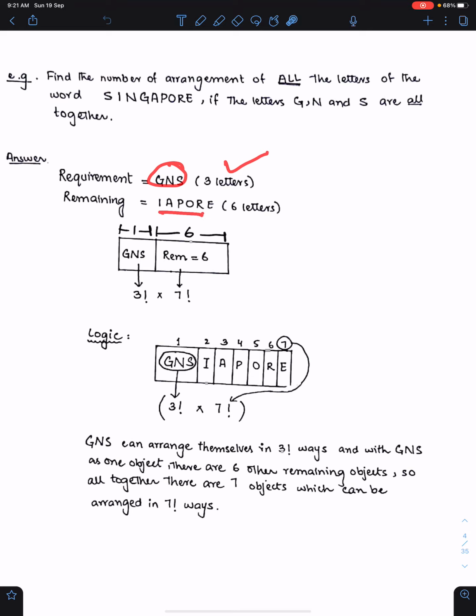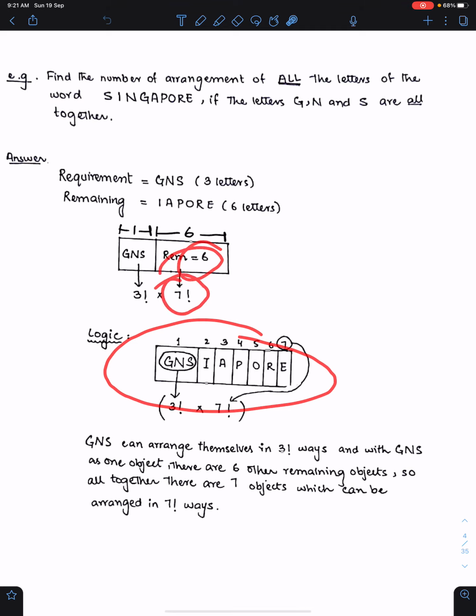Remaining letters are 6. So we will write requirement here, and within this box, these 3 letters can arrange themselves in 3 factorial ways. Remaining letters are 6, so these are 6 objects, and this is 1 object. So altogether we have 7 objects, so it should be 7 factorial. 6 plus 1 makes 7. This is the logic of this 7 thing.